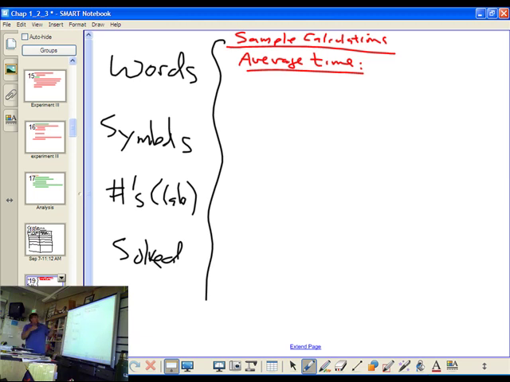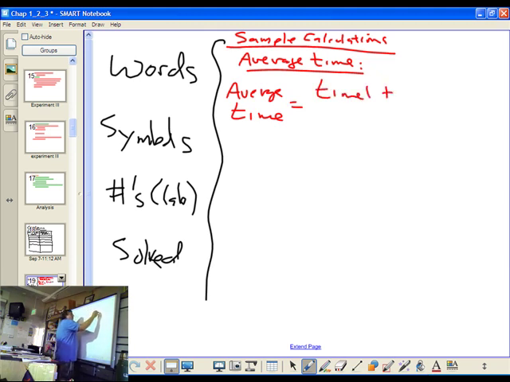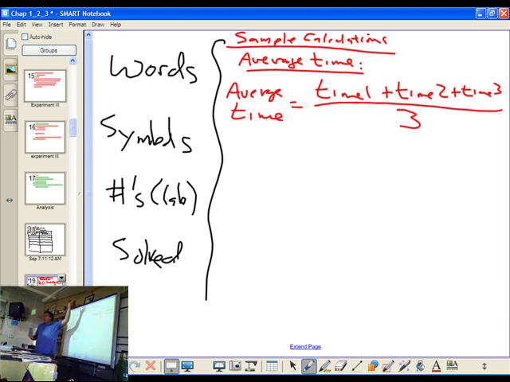So make sure all four of these are there. With units, you need to have the units. In other words, seconds, meters, whatever it is. So in words, we would say average time equals time 1 plus time 2 plus time 3 divided by 3. What I put in red should be going in your lab report.